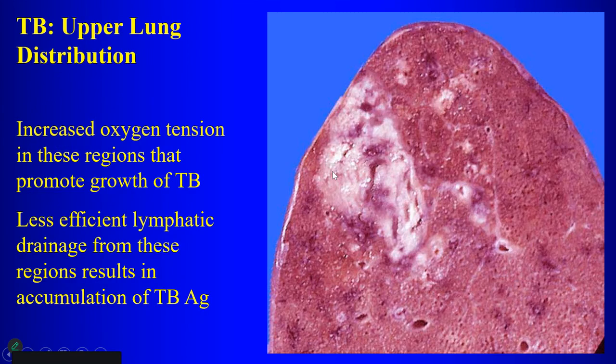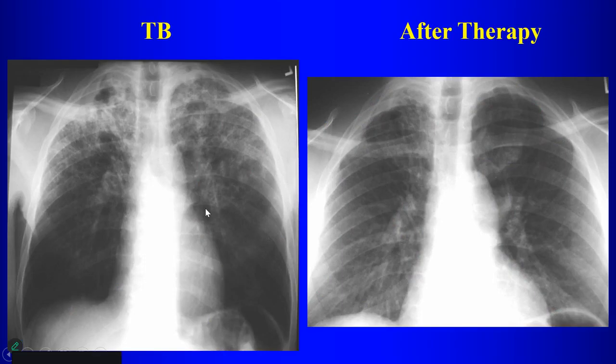So tuberculosis has a propensity to give you upper lung disease. We think that is because of less efficient lymphatic drainage from the upper lung region, so the antigens build up and then you get the immune reaction. And that's why we tend to get disease, especially fibrocavitary disease, in an upper lung distribution. Even after therapy, so this is a patient presenting initially with active tuberculosis, even after proper therapy, they can be left with residual interstitial opacities within an upper lung distribution. So TB always belongs in your consideration for somebody with upper lung interstitial disease.